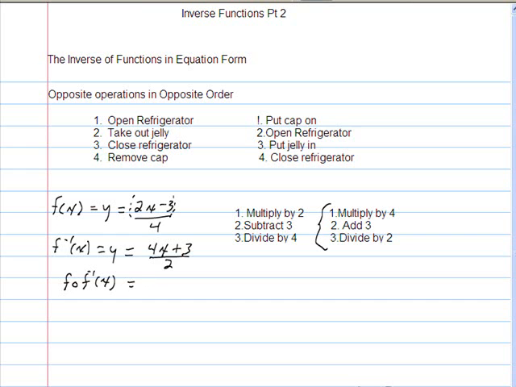f composed with f inverse of x means f of f inverse of x. And what is it that f inverse does to x? Well, f inverse takes x and changes it to (4x plus 3) over 2. So how would we find f of (4x plus 3) over 2? Well, we would just write f with empty holes: (2 times the empty hole minus 3) over 4. That's f right here. And then we'd put f inverse, the (4x plus 3) over 2, into the empty hole.